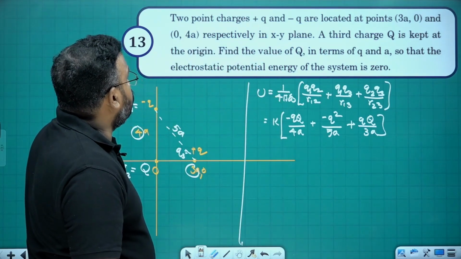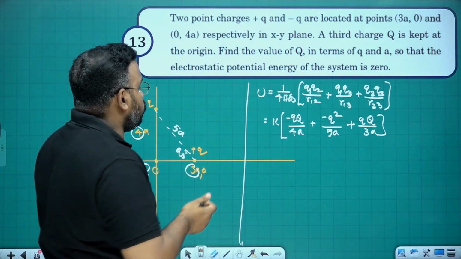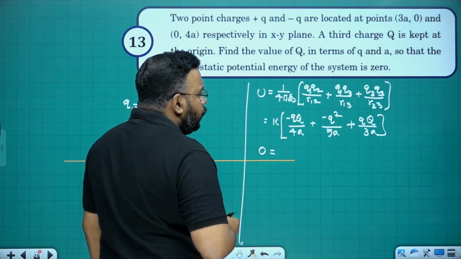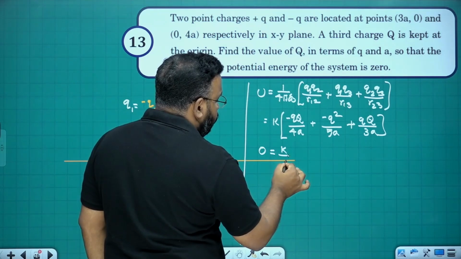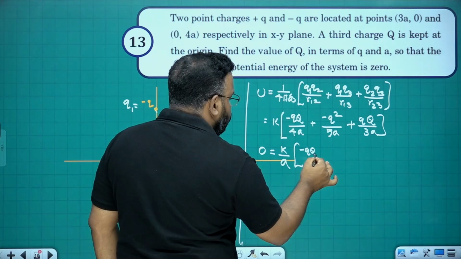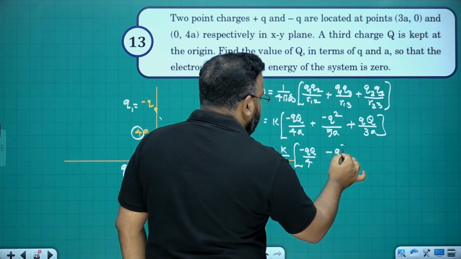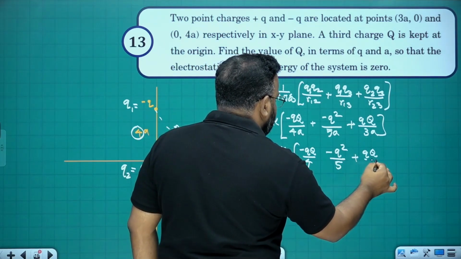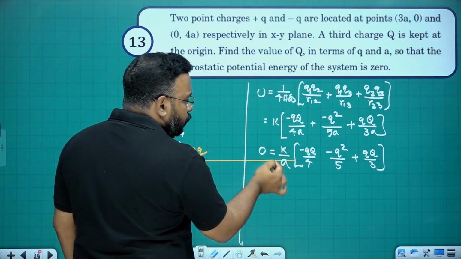Now, find the value of Q so that the potential energy of the system is 0. That means LHS is 0. Here, if I take A out from all these terms, I get K by A into minus QQ by 4 minus q square by 5 plus qq by 3. So this is 0 means this term will become 0.